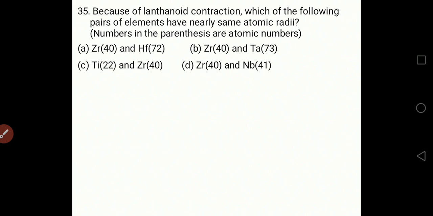Here, very famous, lanthanide contraction. Zirconium and hafnium have similar radii. So the answer is A.